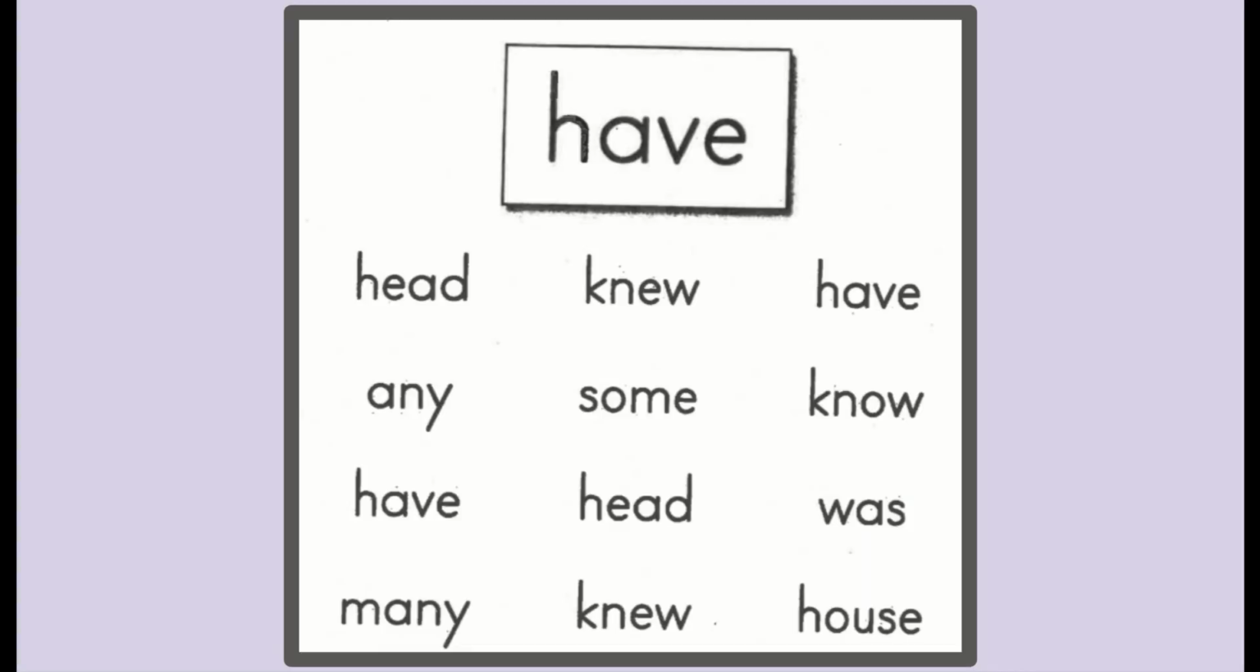Now let's practice reading these sight words. We have a new sight word today. In the box, the word is have, like I have 3 pencils. Have. Ready? We're going to read and spell and then reread each word. Head, HEAD, head. New, KNEW, new. Have, HAVE, have. Any, ANY, any. Some, SOME, some. Know, KNOW, know.